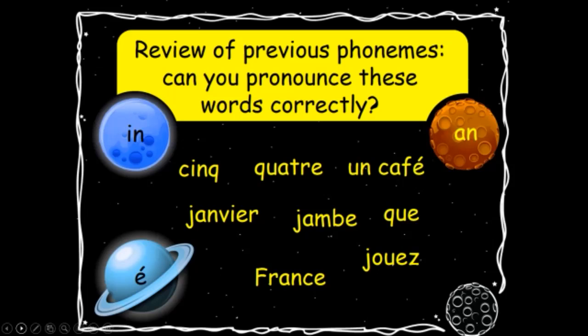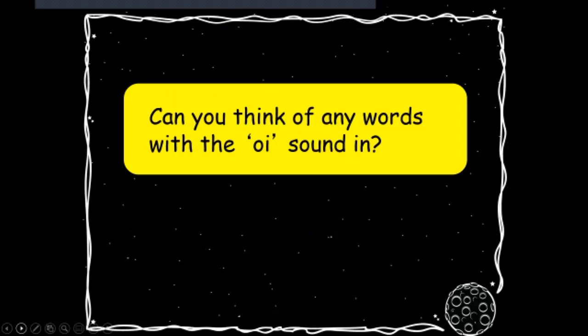So we'd start with a review of previous phonemes and words that students would have come across, and ask students to pronounce these accurately. Can you think of any words with the "wa" sound in? So the next activity is to help students to think about words and group them according to sound rather than topic, which is usually what they're used to.